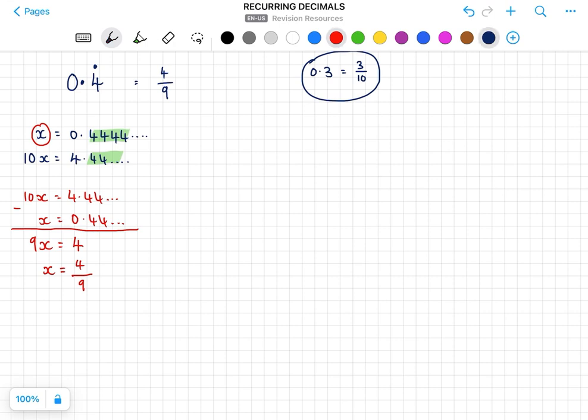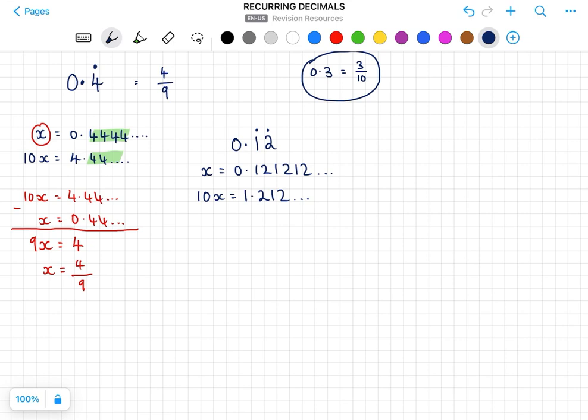Let's try another. 0.12 recurring, where both the 1 and the 2 are recurring. Same method. Now when the dot is over both the 1 and the 2, that's both 1 and 2 are recurring. Same next step, multiply by 10. 10x equals 1.212, etc. Notice that these decimal places do not match.